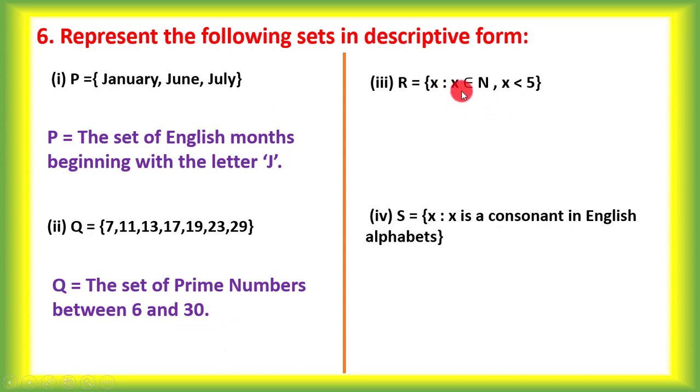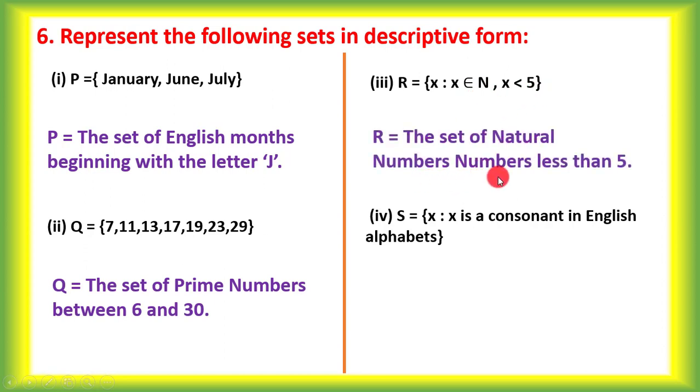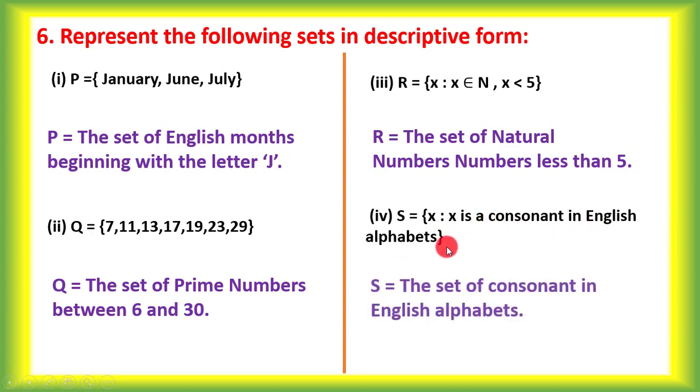Here, set of all x such that x belongs to N, x is less than 5. We are going to collect the natural numbers. N means natural numbers which are less than 5. So, set of natural numbers less than 5. Then, x is a consonant in English alphabet. The set of consonants in English alphabets.